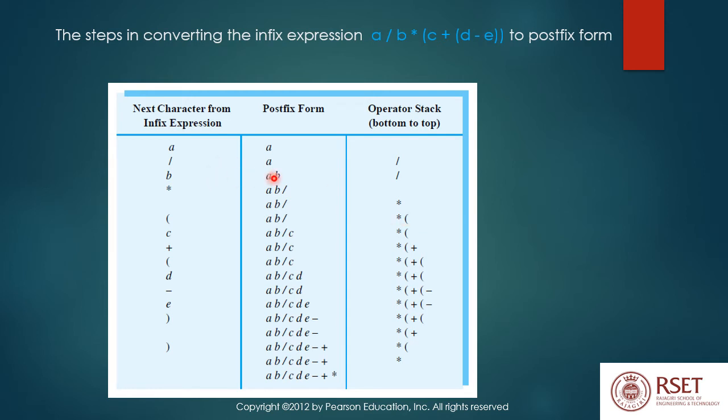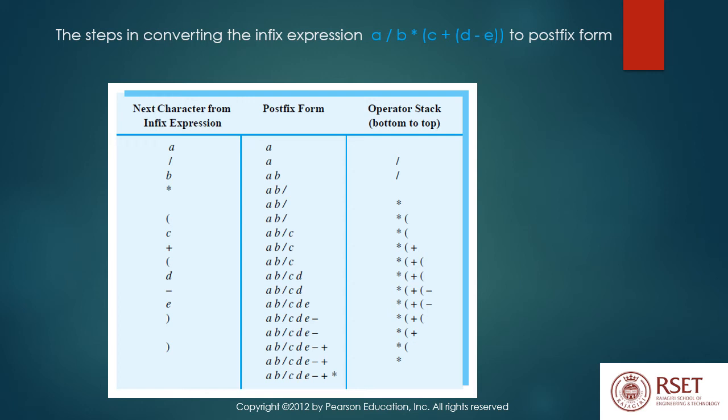Again B, so A B. Again star, that means star should come here, but slash is already sitting here, which has equal precedence, so pop it out. The steps that we have seen before are actually represented as a table, and this is what you have to write when you are given a question in your exam. When you look at this, these rules are followed. So just go through the algorithm very well.